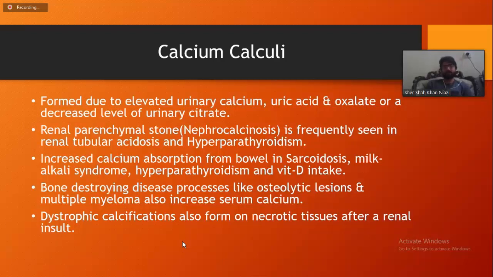Bone-destroying disease processes like osteolytic lesions and multiple myeloma also increase serum calcium. Dystrophic calcifications also form on necrotic tissue after a renal insult. The first type of calcium stone is the soft calcium nephrolithiasis.